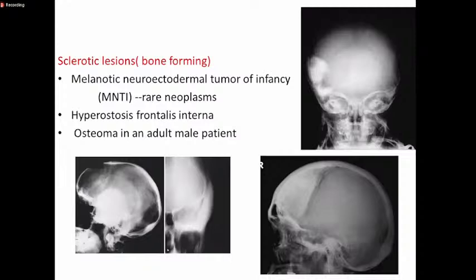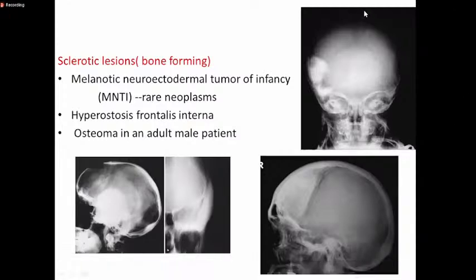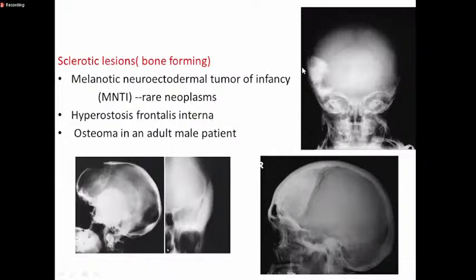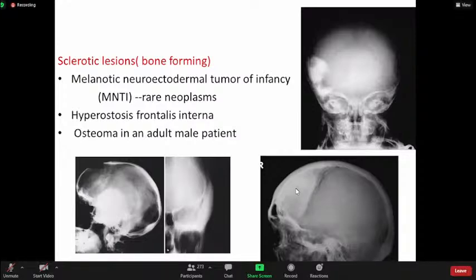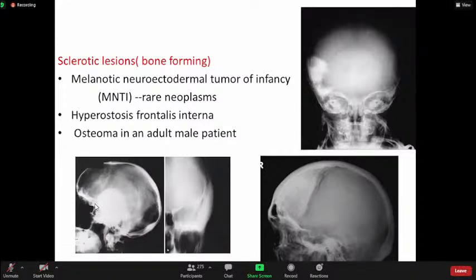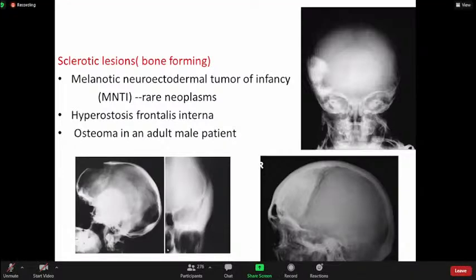Sometimes there are lesions that create bone or form bone, which we call sclerotic lesions. An example is what is shown there. We have a lesion here, which is very dense compared to the rest of the bone. This is called the MNTI. This one is usually found in elderly women. Hyperostosis frontalis interna, that one can be able to see. You can also be able to see a lesion like this is an osteoma, and any other lesion that forms bone may be shown on a radiograph.